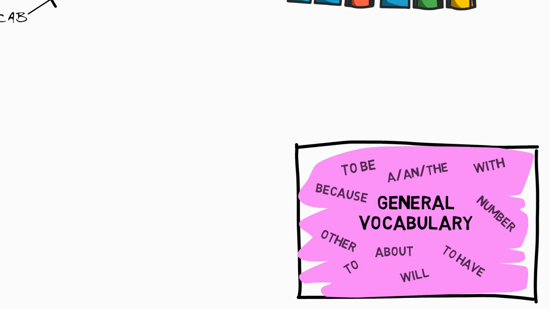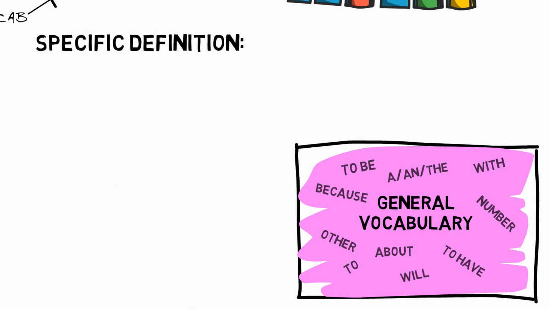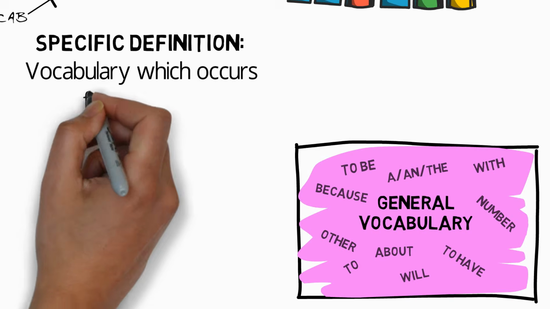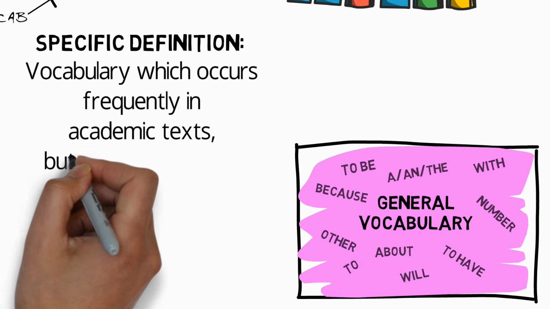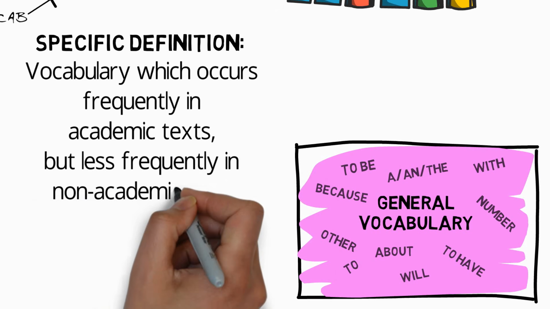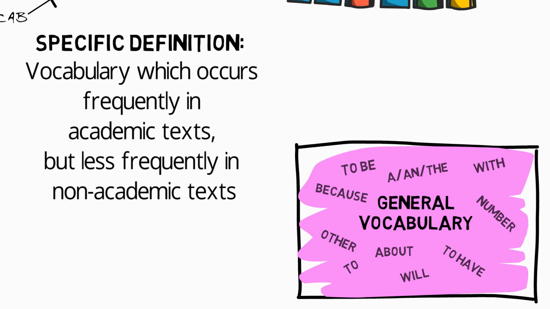So this leads us on to a more specific definition of academic vocabulary, which is vocabulary which occurs frequently in academic texts, but less frequently in non-academic ones. So not words like to, or to be, or with, because those occur frequently in both types. When I say text in the definition, I'm considering both written and spoken texts.